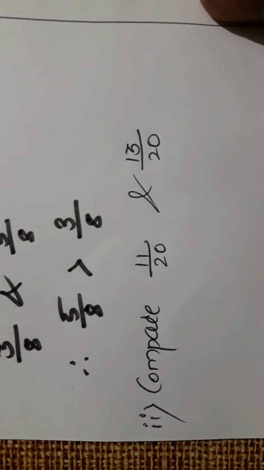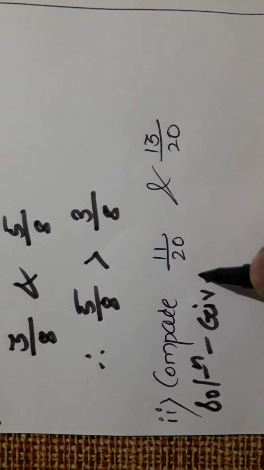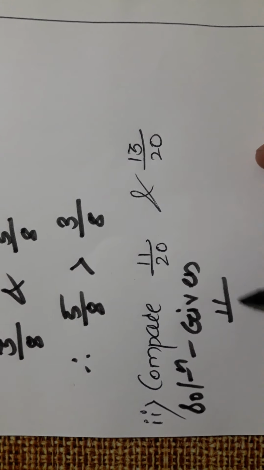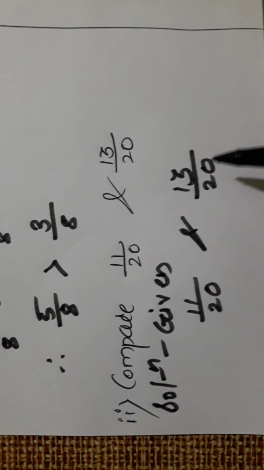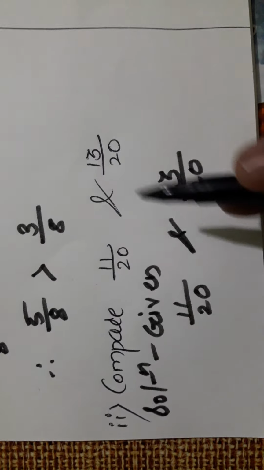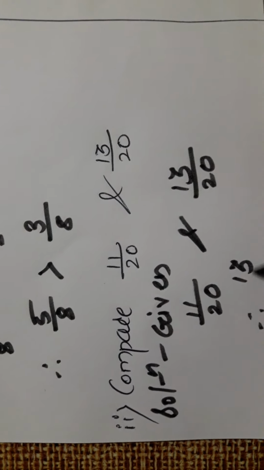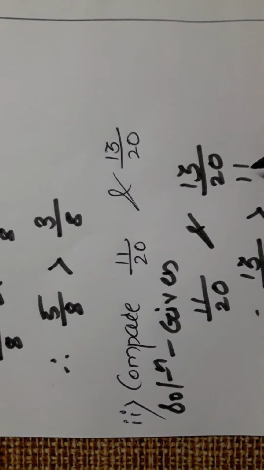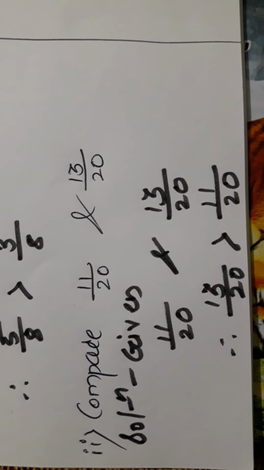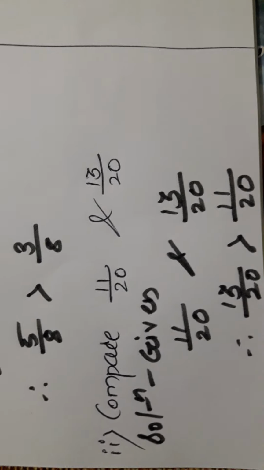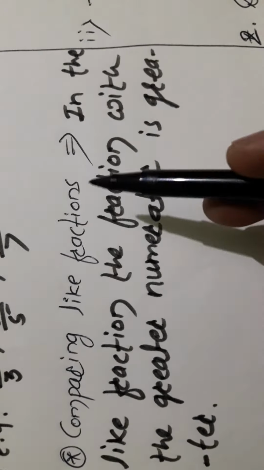Simple. Next example. See here. Solution: given 11/20 and 13/20. Both are like fractions because the denominator is the same. Now whose numerator is greater? 13/20's numerator is greater. Means we will write 13/20 is greater than 11/20. That's over. Got the idea? How to compare like fractions? Okay. This is the first point, comparing like fractions.